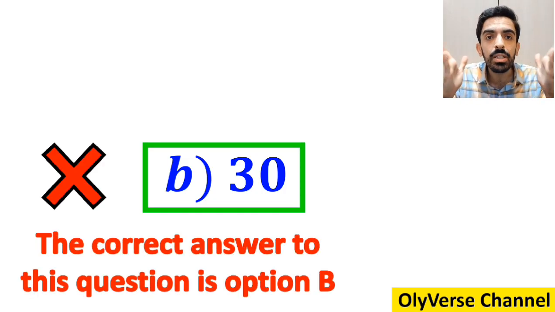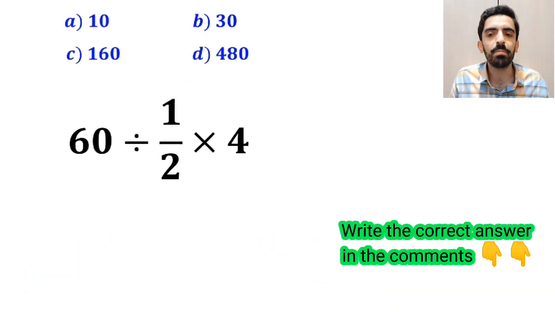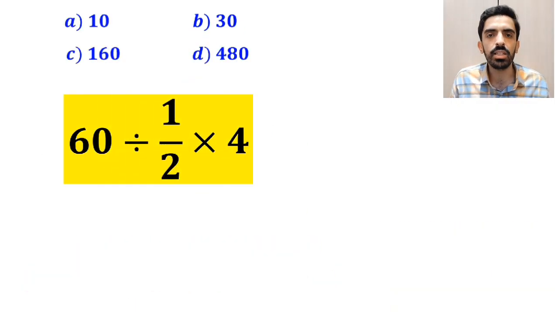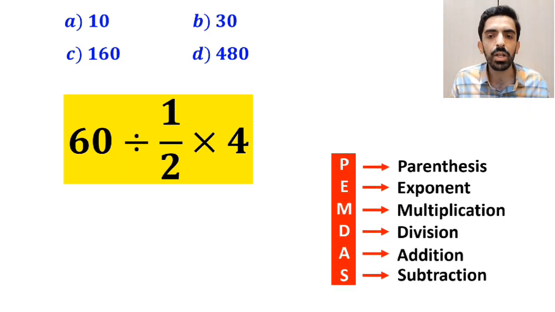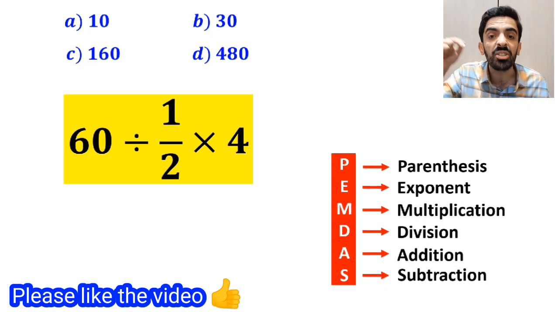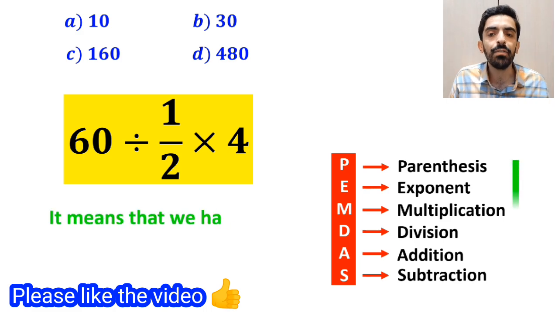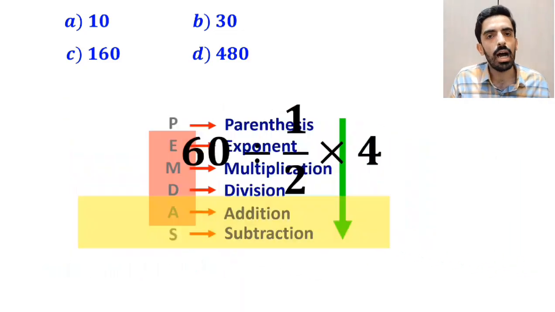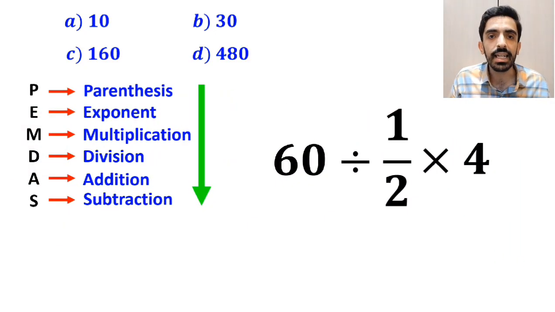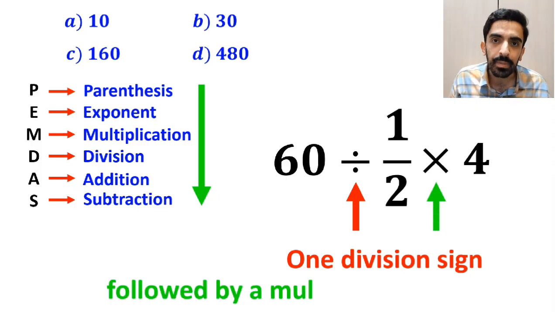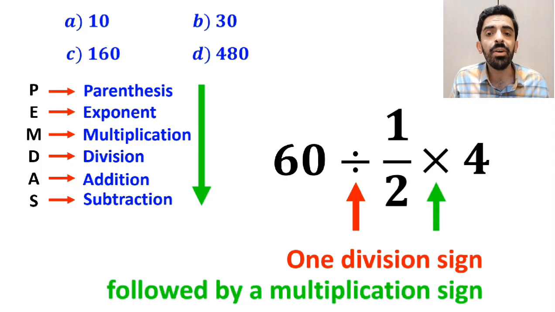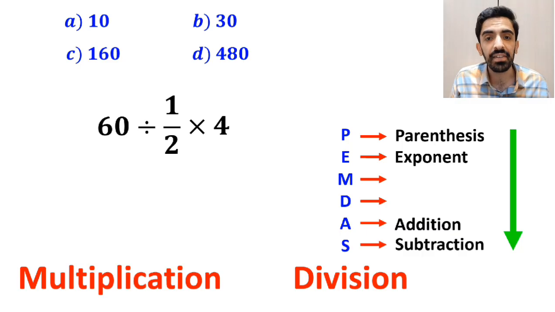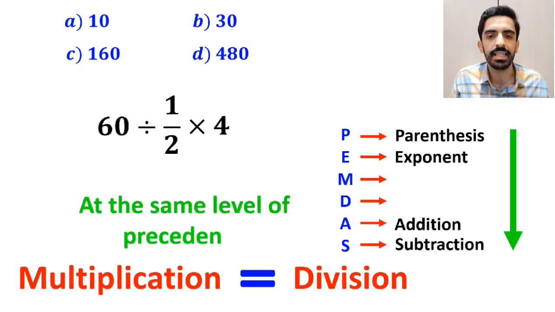However, that's definitely wrong. Now let me explain step by step how we should solve this expression properly. To solve this question, we need to follow the PEMDAS rule exactly as I have shown on the screen. It means that we have to perform all the operations in order from top to bottom. Alright, as you can see on the screen, in this expression, we have one division sign followed by a multiplication sign. It's very important to note that multiplication and division are at the same level of precedence.